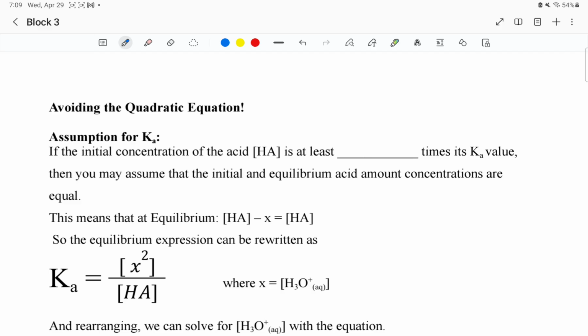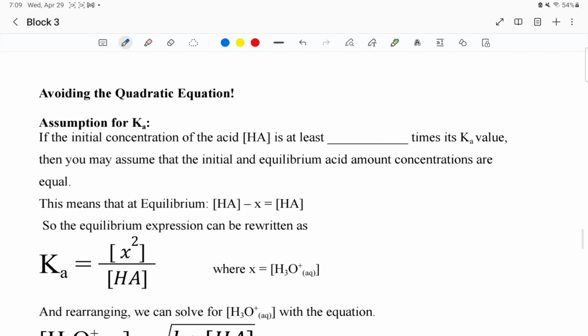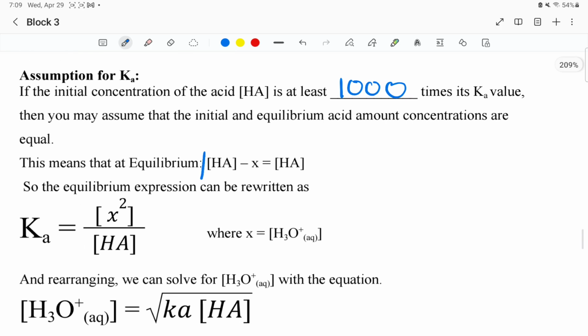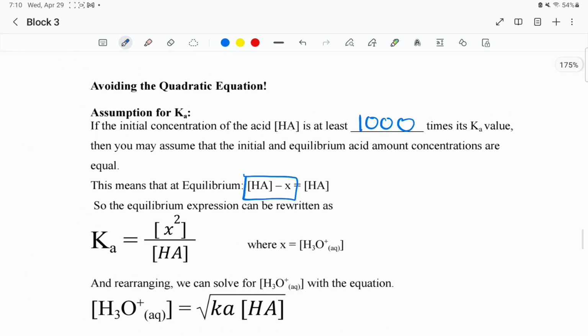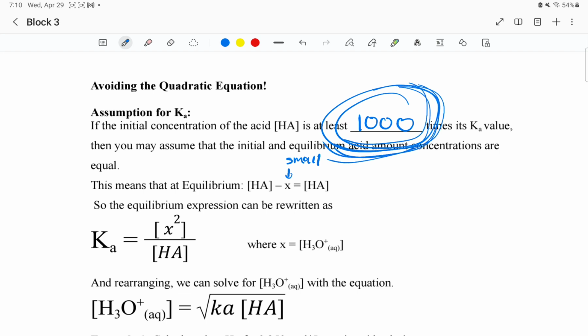Avoiding the quadratic equation: the assumption for Ka. It says if the initial concentration of the acid HA is at least 1,000 times its Ka value, then you may assume the initial and the equilibrium acid concentrations are equal, because the difference is going to be so small that it won't even matter. That means that when you have your HA minus X, it is the same as your HA.